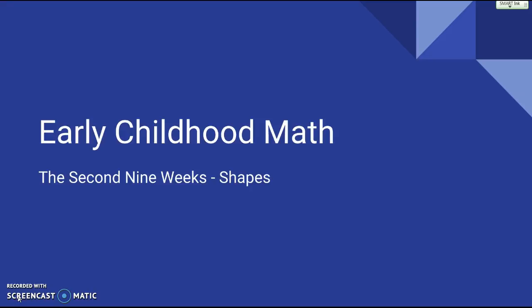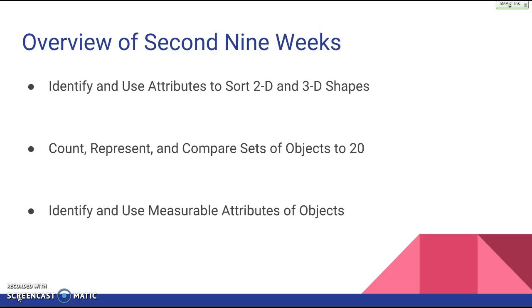And for the next few minutes, we're going to talk about what's going on at the beginning of the second 9 weeks in early childhood math here at Rock Prairie. At the beginning of the second 9 weeks, they begin talking about shapes, two-dimensional shapes and three-dimensional shapes. So let's take a look, though, really quickly at the overview of the second 9 weeks. They're going to start off talking about identifying attributes and sorting two-dimensional and three-dimensional shapes before they move into some number topics. And then they're going to round out the second 9 weeks with some measurement right before we begin our winter holidays.